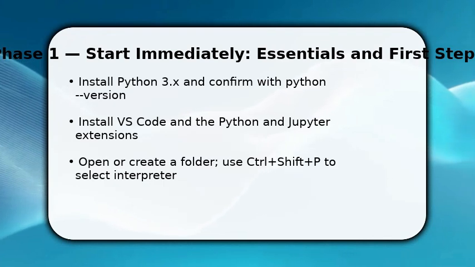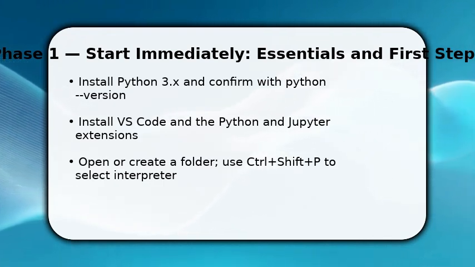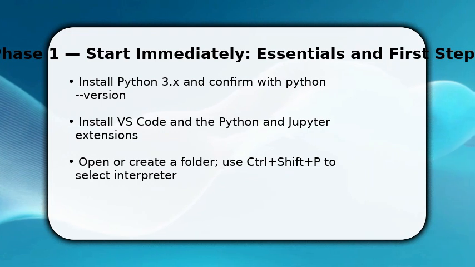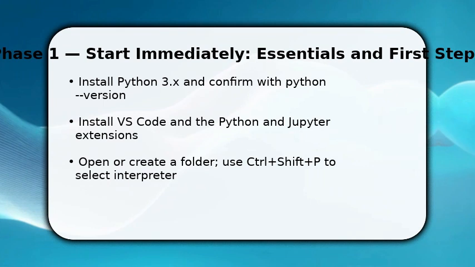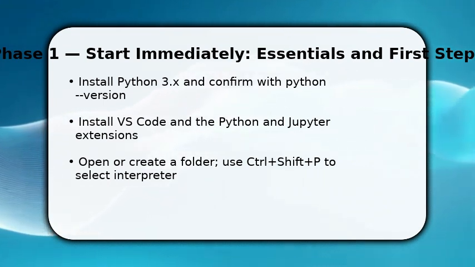Enjoy the video. You start by confirming prerequisites: Python 3, Jupyter installed, and VS Code with the Python and Jupyter extensions. Open your project folder now so the workspace is set. Once done, press Ctrl+Shift+P and select the correct Python interpreter.